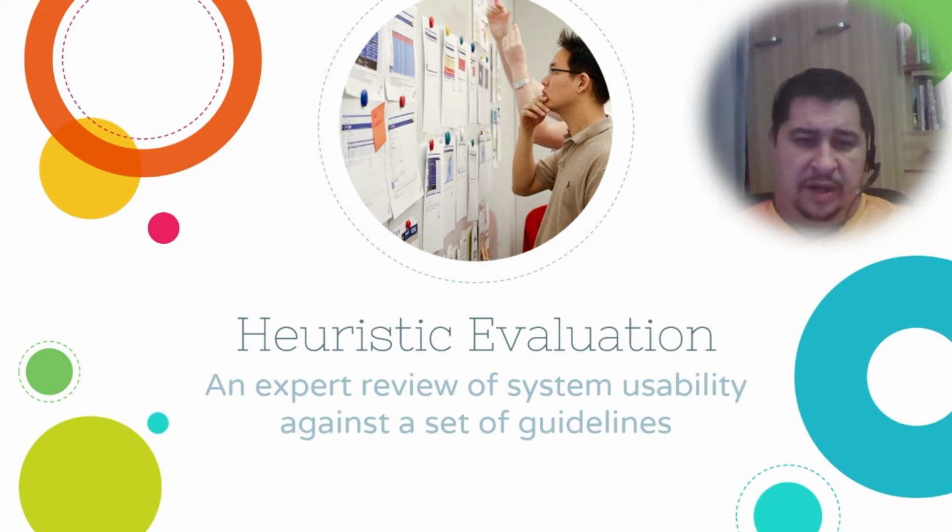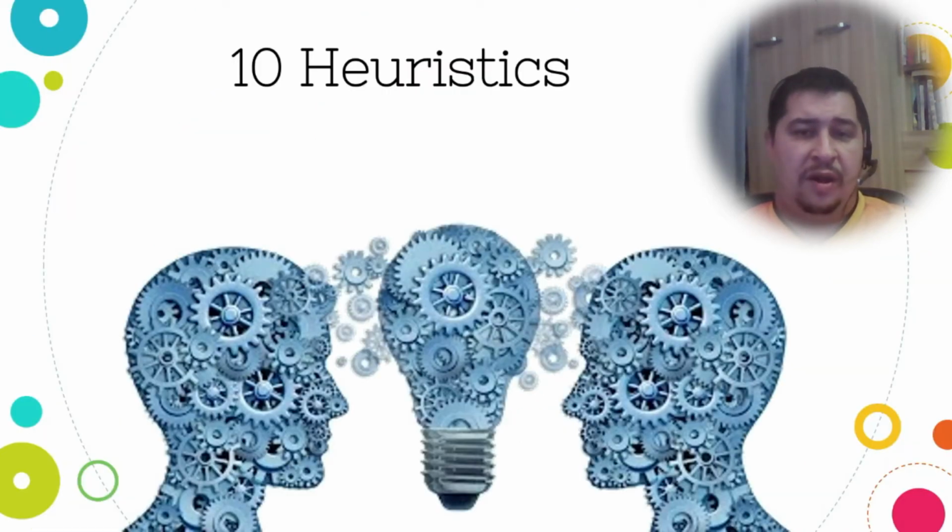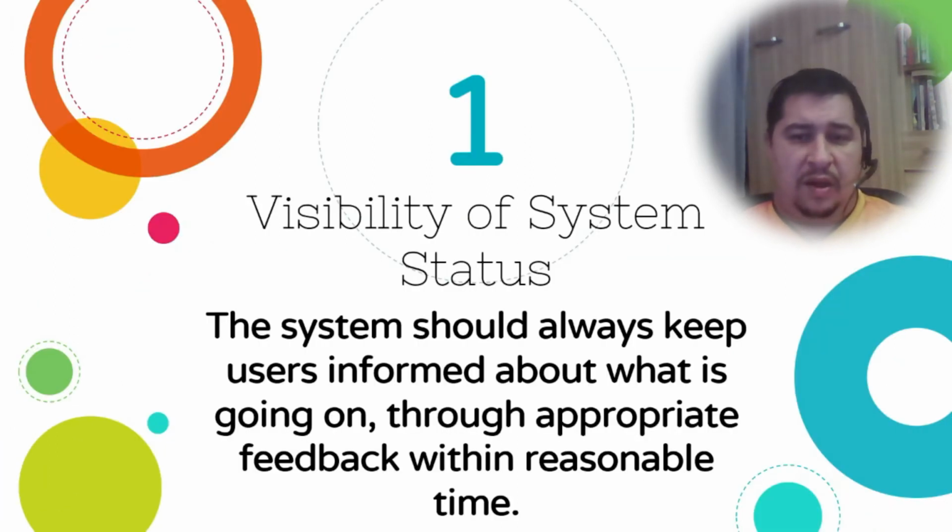Another mode of usability testing is the so-called heuristic evaluation, which is an expert review of system usability against a set of guidelines or heuristics, and I'm going to give you 10 different heuristics in order to be able to do that evaluation. The first one is visibility of system status. The system should always keep users informed about what is going on through appropriate feedback within reasonable time.